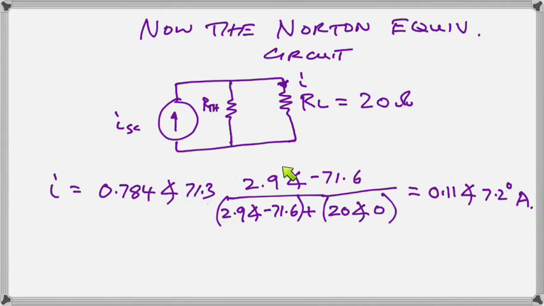Remember, we have the other resistor over the sum of the two. So this one here is the ZTH over the ZTH plus the RL. And that fraction multiplied by the total circuit current gives us an I of 0.11 at an angle of 7.2 degrees, the current through the load RL equals 20. And once again, we are completely finished with the problem.